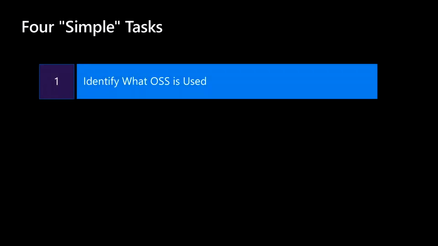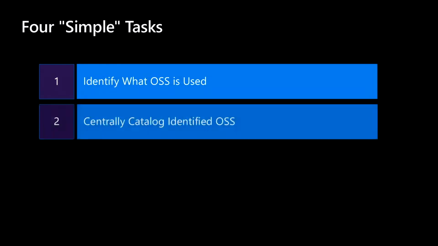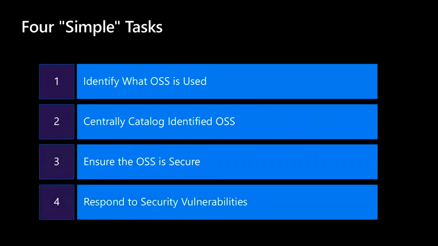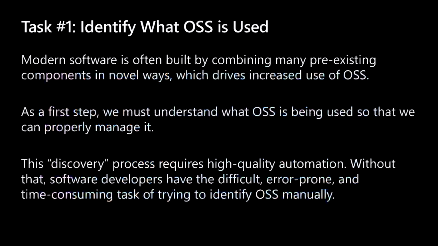So we made it really simple. We have 4 steps, 4 things that we need to do to effectively manage this. First, we need to know what open source we're using. This is a surprisingly difficult thing to achieve. We need to centrally catalog it, because once you have all this information, why not throw it in a database that you can query? We need to make sure that it's secure, actually secure, not pretend secure. And when it's not, we need to respond to security vulnerabilities in a way that makes sense for the org.